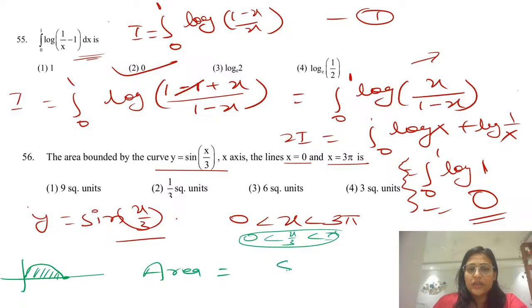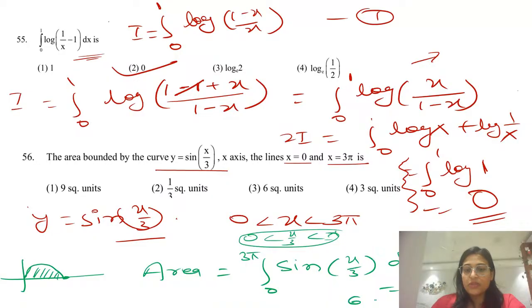Area is sine x by 3 dx from 0 to 3 pi. Now we know that the integration of sine is minus cos x by 3 divided by 1 by 3, so 3 will go up. The limit is 0 to 3 pi. So here it will be minus 3 into cos pi is minus 1, minus cos 0 is 1. So it is nothing but 6. 6 square unit is the answer for this.